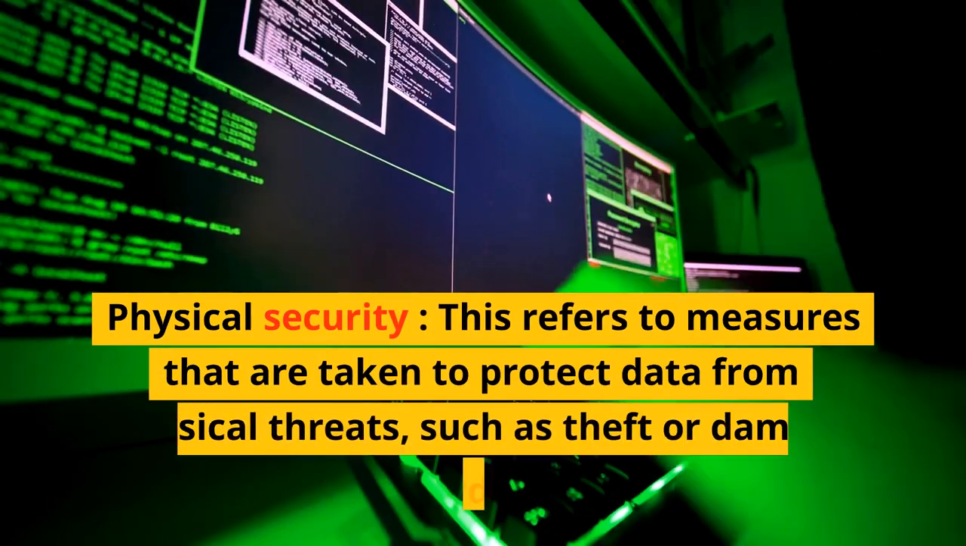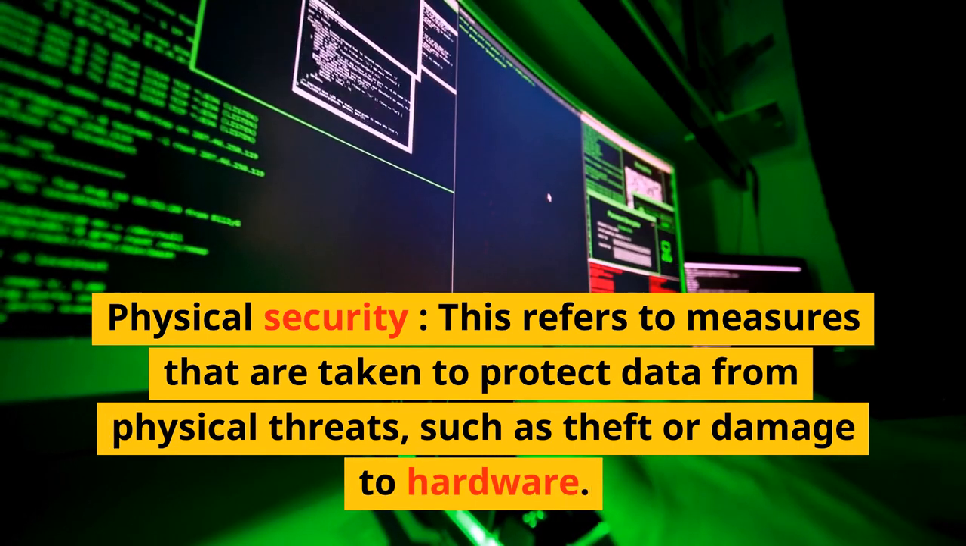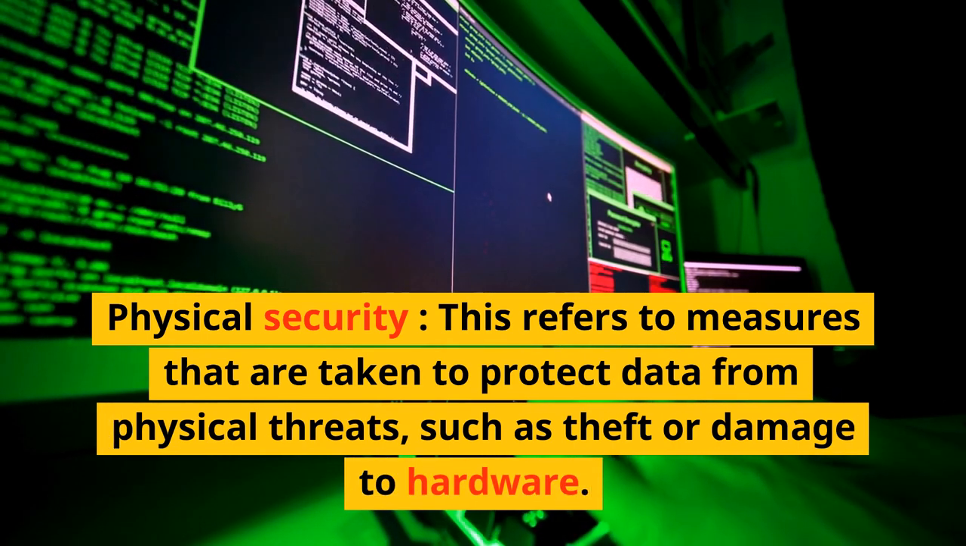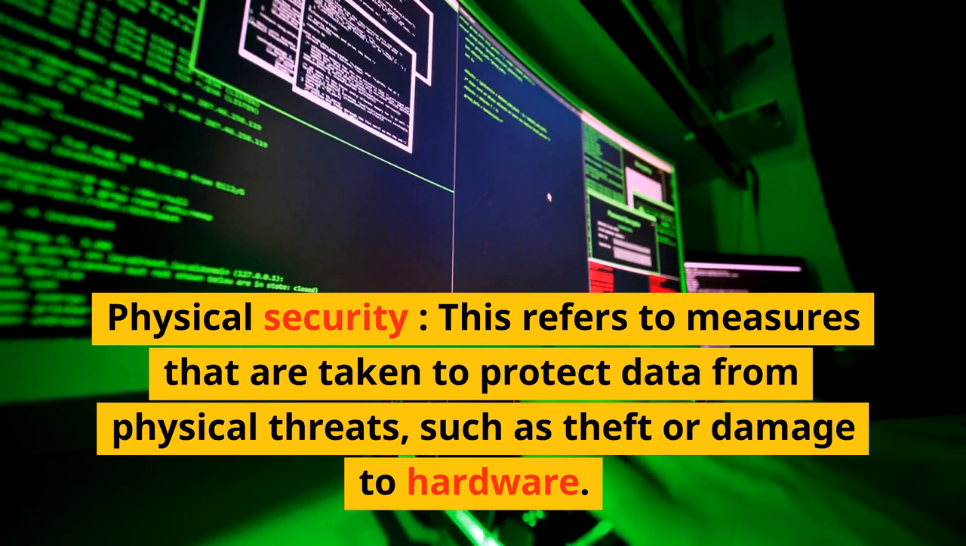Physical security. This refers to measures that are taken to protect data from physical threats, such as theft or damage to hardware.